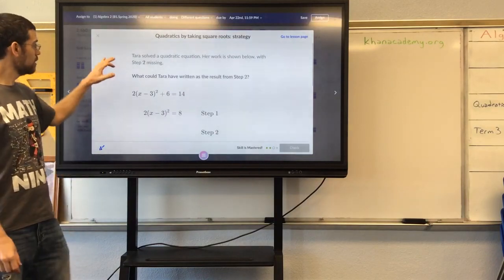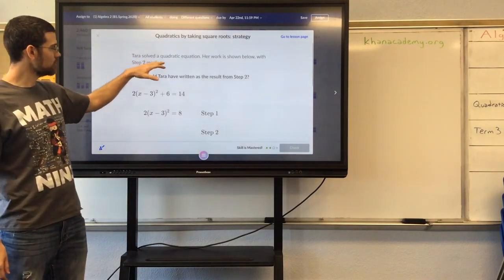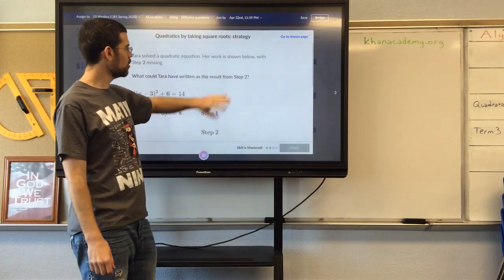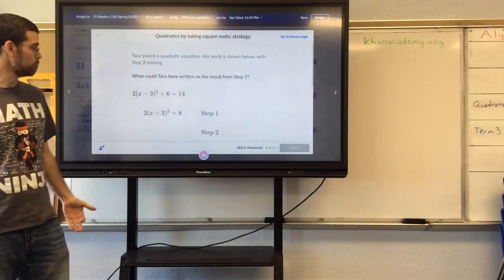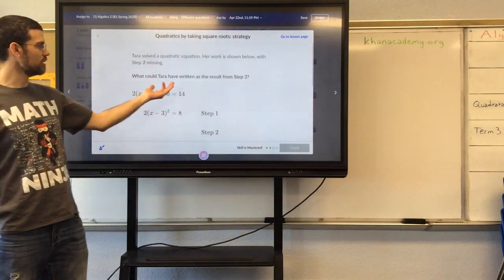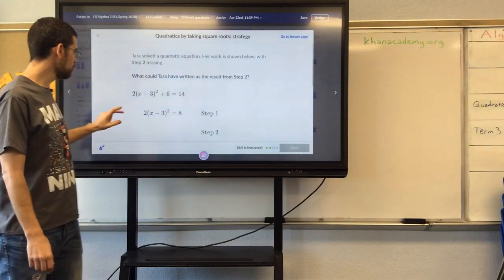That's our skill. So Tara solved a quadratic equation. Her work is shown below with step 2 missing. Okay, what could Tara have written as the result from step 2?